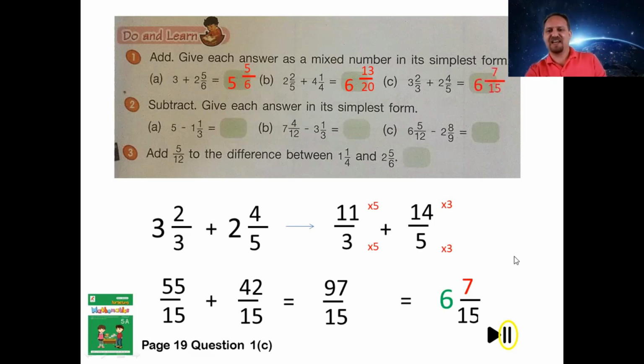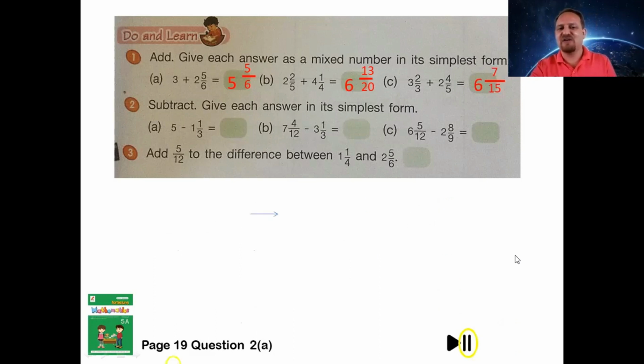Good job. Question 2 is subtracting. If you look at question A, we have the 5 again, just a whole number 5. So remember, I'll give you a little clue what you need to do. Try by yourself first, actually. Press the pause button now.